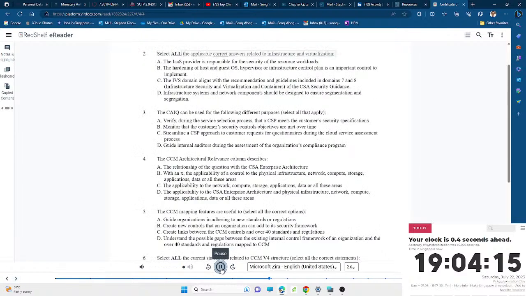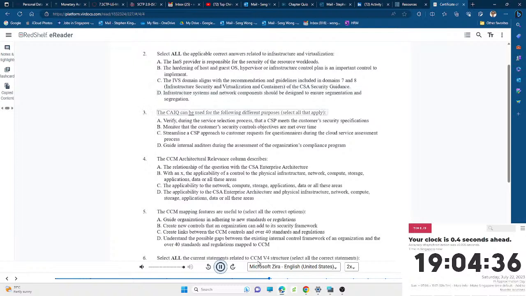2. Select all the applicable correct answers related to infrastructure and virtualization. A. The IaaS provider is responsible for the security of the resource workloads. B. The hardening of host and guest OS, hypervisor, or infrastructure control plane is an important control to implement. C. The IVS domain aligns with the recommendations and guidelines included in Domains 7 and 8, Infrastructure Security and Virtualization and Containers, of the CSA Security Guidance. D. Infrastructure systems and network components should be designed to ensure segmentation and segregation.